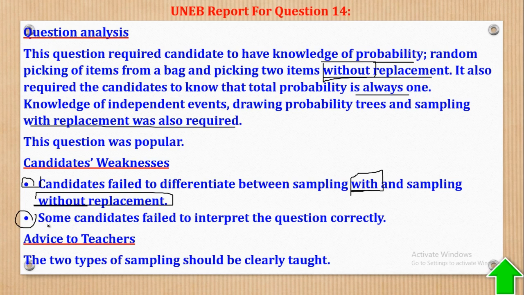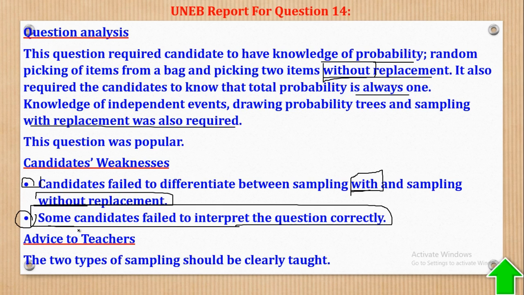Then 2 is that some candidates fail to interpret the question correctly. So before you start answering the question, you have to first read it and interpret it correctly so that you can answer in the correct format. So advice to teachers is that the 2 types of sampling should be clearly taught, so that students understand what happens with replacement and also what happens without replacement.